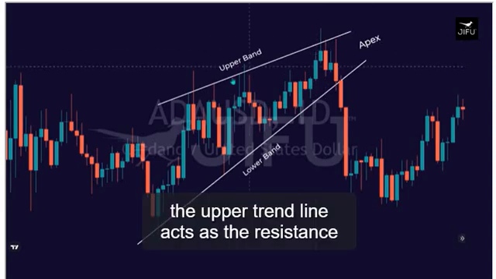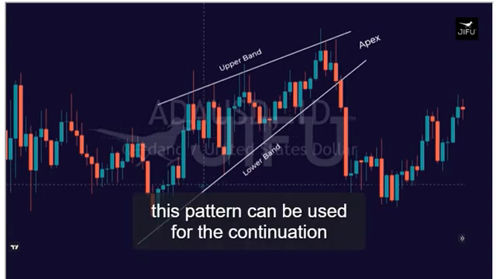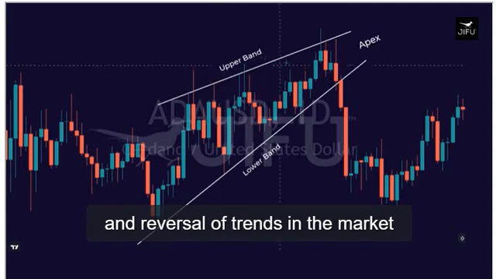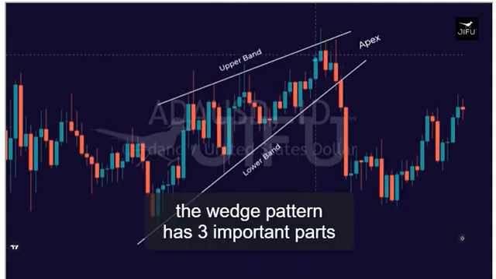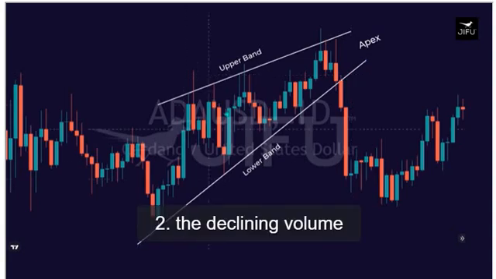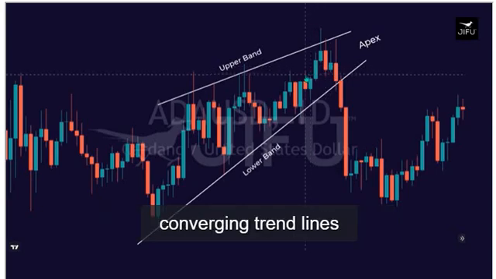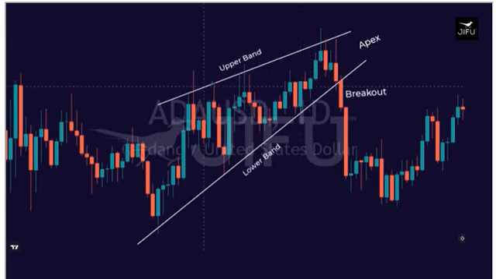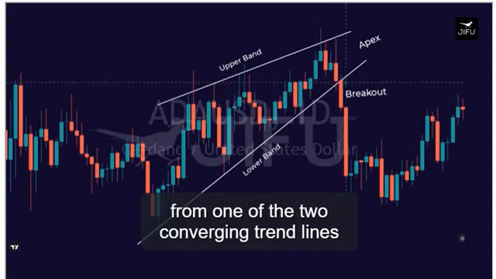The upper trend line acts as the resistance, while the lower trend line acts as the support. This pattern can be used for the continuation and reversal of trends in the market. The wedge pattern has three important parts. Number 1, the two converging trend lines. Number 2, the declining volume in the price movements in between the upper and lower converging trend lines. Number 3, the breakout zone from one of the two converging trend lines.